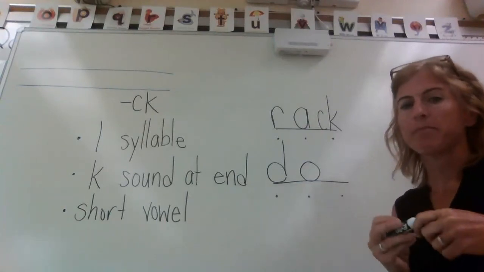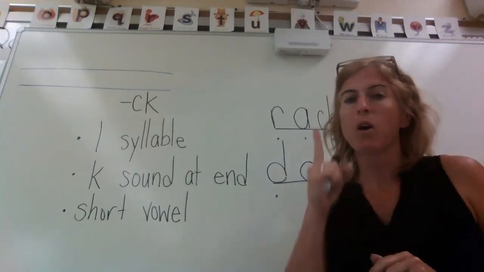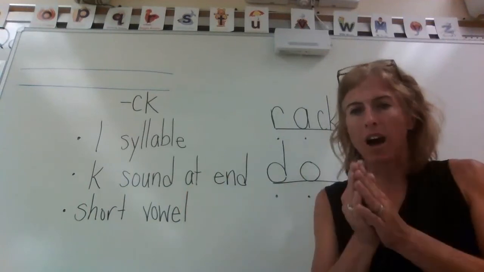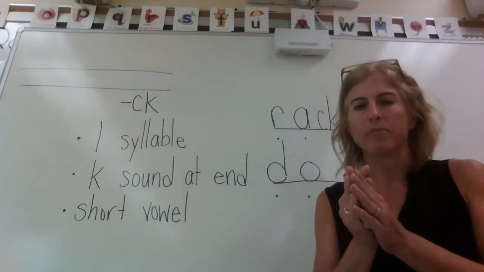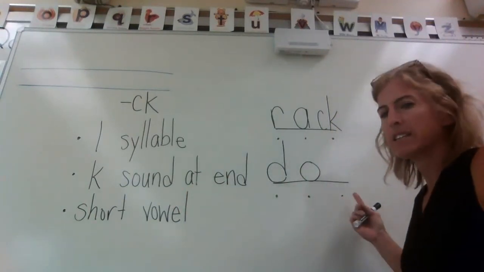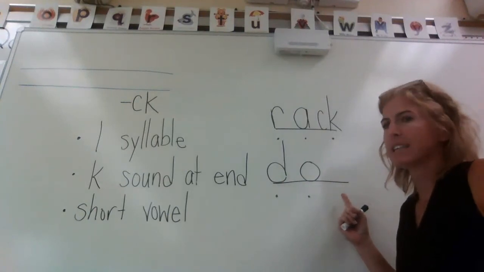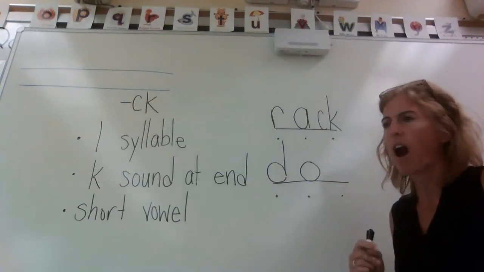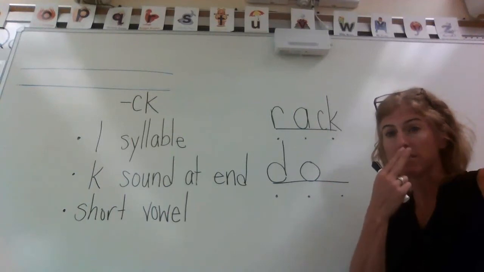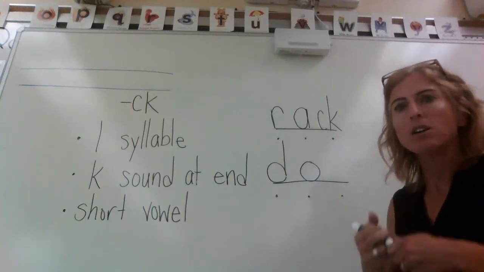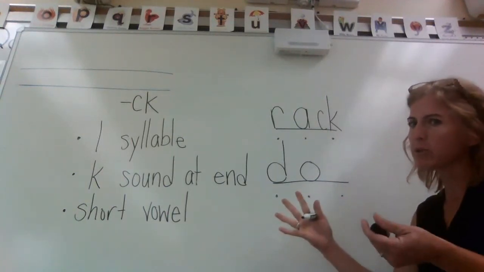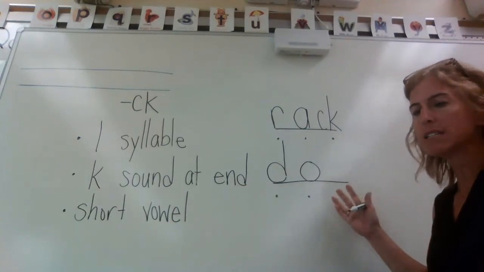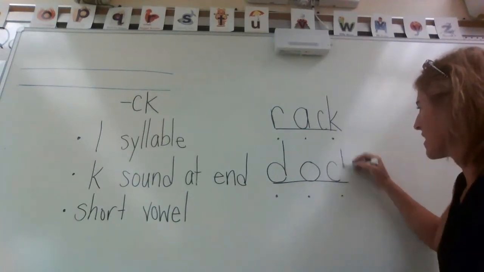Now, does it follow my rule? 1 syllable. Dock. Yes, it's 1 syllable. Does it have a k sound at the end? Dock. Yes, it has the k sound at the end. Aw. Is that the short vowel sound? Absolutely. So, it follows all of my rules. What am I going to use at the end? I'm going to use a C-K.